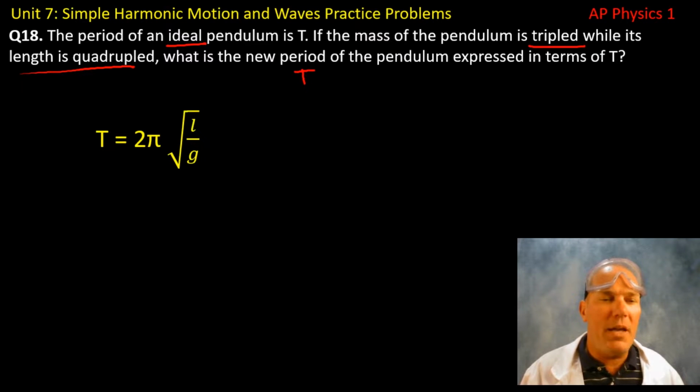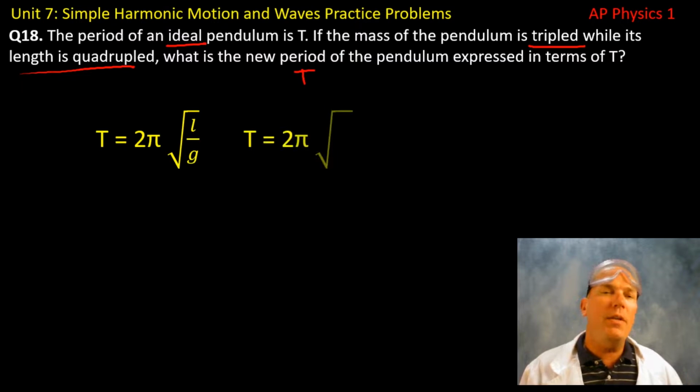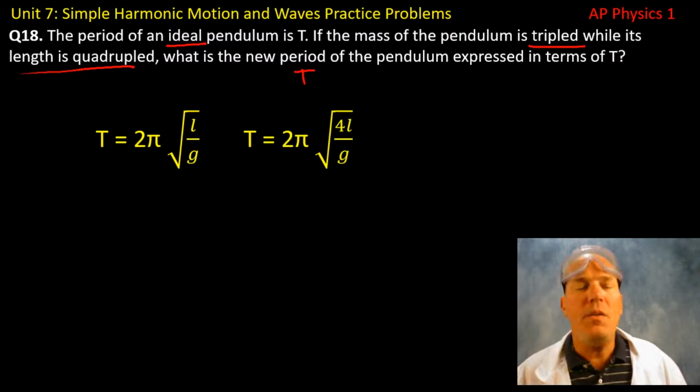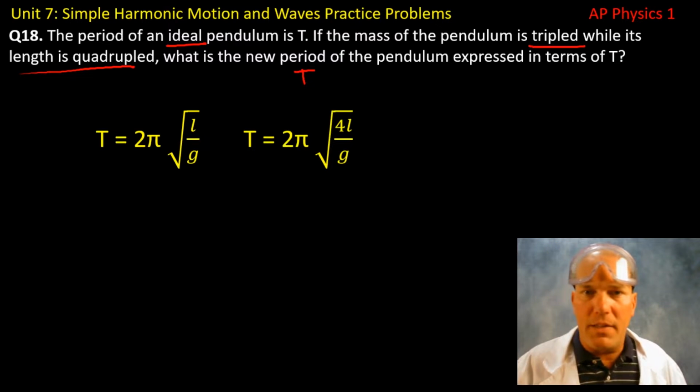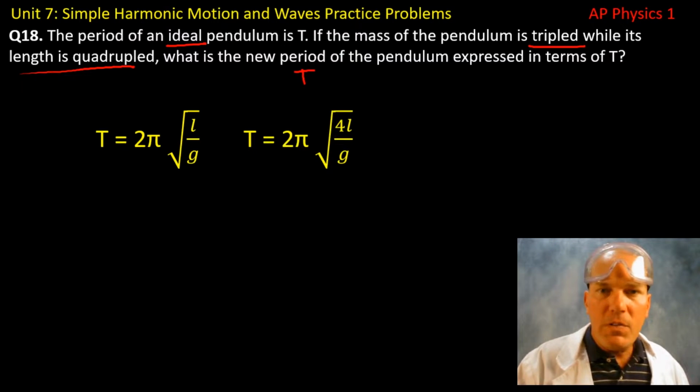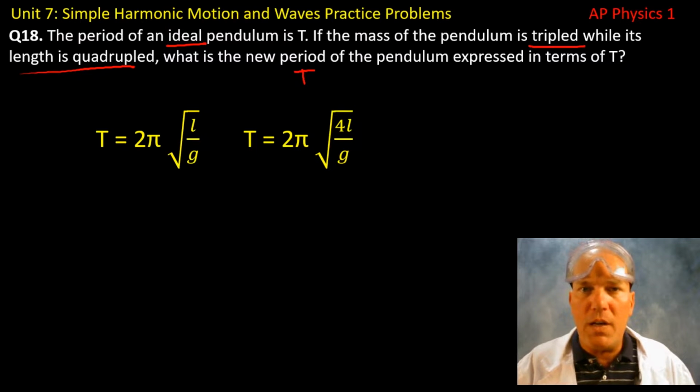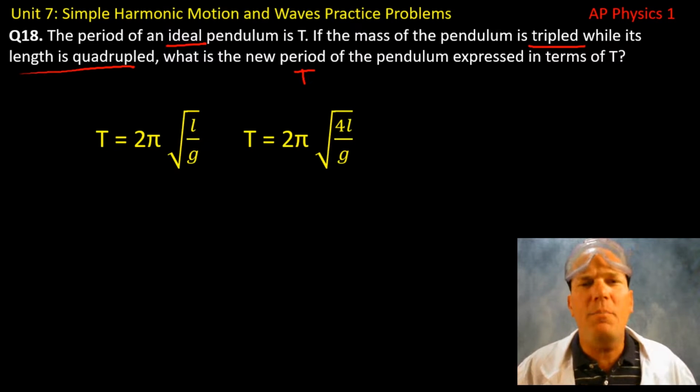Semi-quantitative reasoning, mathematical reasoning, here we go. Period, here's our equation for period that we've been using. Period is directly proportional to the square root of the length and inversely proportional to the square root of little g. Let's make up numbers to help conceptualize this problem.